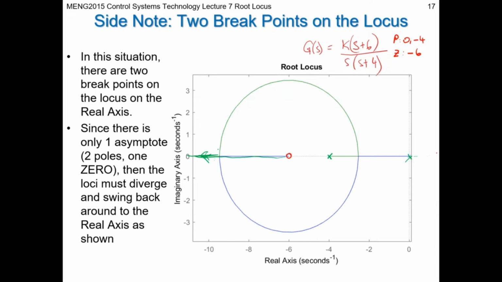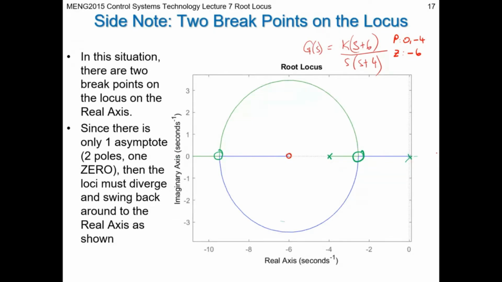And then what's going to happen actually is that one of these is going to go to the zero, the other is going to go off to minus infinity. So it creates this circle. So now we see that since there's this one asymptote, then the loci must diverge. They diverge here, but then they reconverge onto the real axis. They swing back round to the real axis and break into the real axis here. One goes back to the zero, the other goes off to minus infinity.